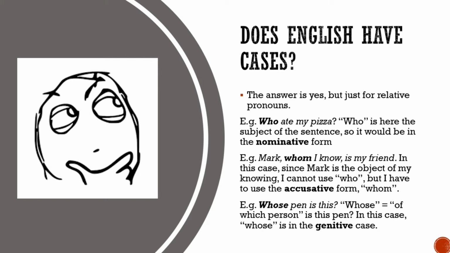For example, if I say, "Who ate my pizza?" "who" is a sort of nominative form of the relative. If I say, "Mark, whom I know, is my friend," this "whom" expresses the object of the person that I know. And so "whom" is a sort of accusative. And also "whose," because if I say "Whose pen is this?" "whose" in this case means "of which person is this pen." Therefore, it is a sort of genitive form.